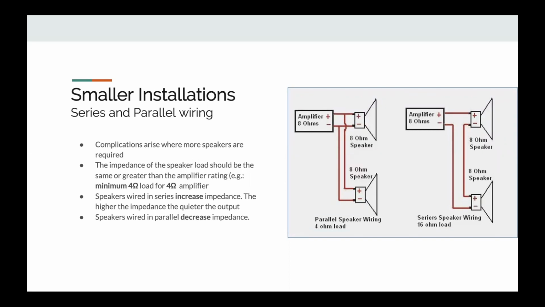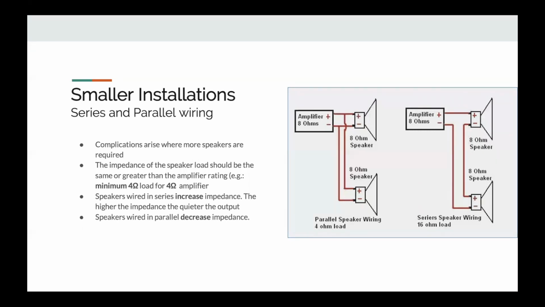With other amplifiers, you might have to run a series speaker wiring application, and this is where you actually connect the negatives and positives in series of the speaker loads, a little bit like putting batteries in series in a circuit for a torch, for example. When you put speakers in series, the load to the amplifier actually increases, and in this case we'd be presenting the amplifier with a 16-ohm load.